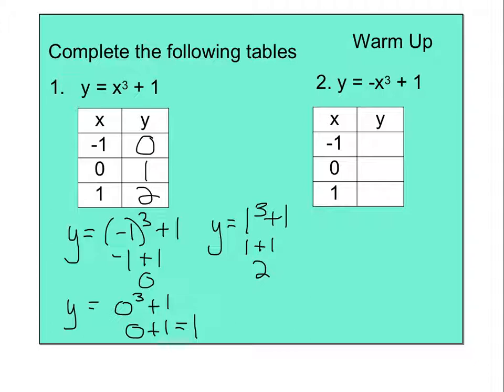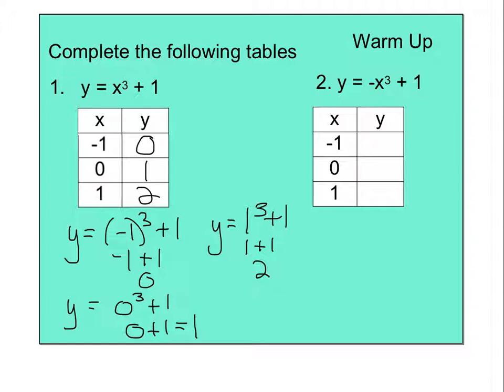Going over to number 2, the equation's pretty similar, except for this negative right outside here, which is why I wanted you to practice this. This negative takes place after you cube the x. So whatever x is, you cube it, and then you add the negative to it.